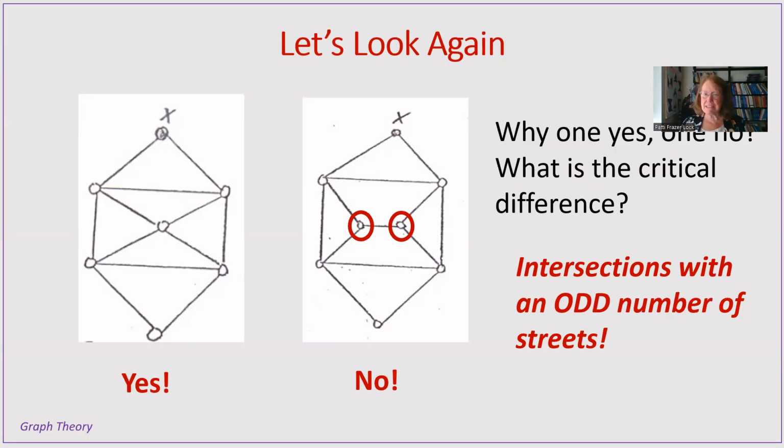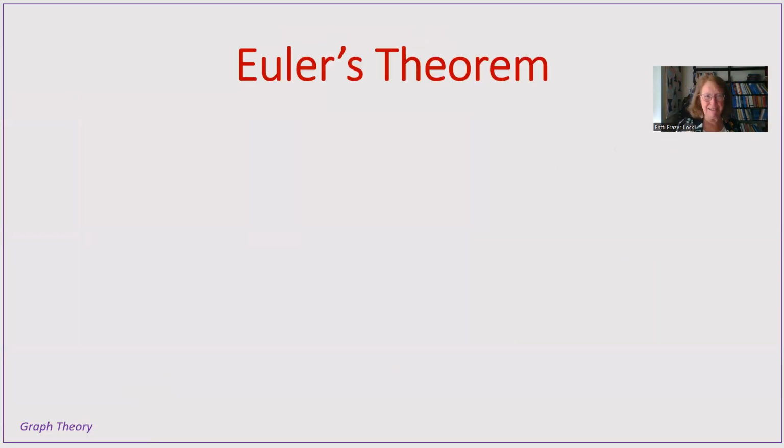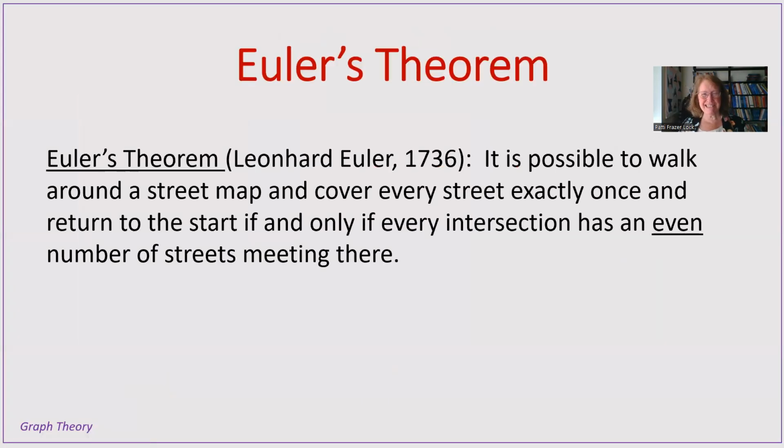And in fact, this is the huge theorem that Leonard Euler proved in 1736. It's called Euler's theorem. It's spelled like that, but it's pronounced Euler. And the theorem says this: it is possible to walk around a street map and cover every street exactly once and return to the start, if and only if every intersection has an even number of streets meeting there. It's a completely determining condition.